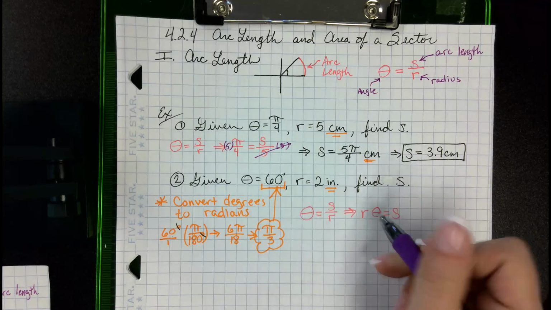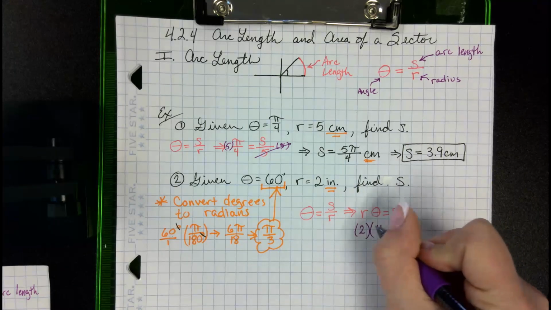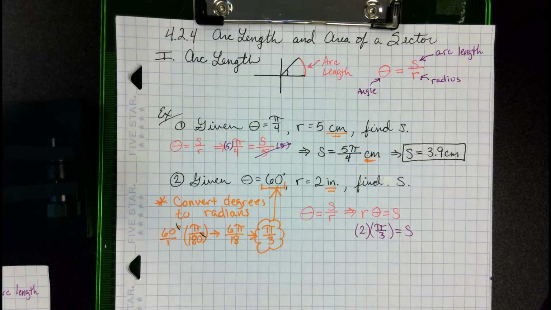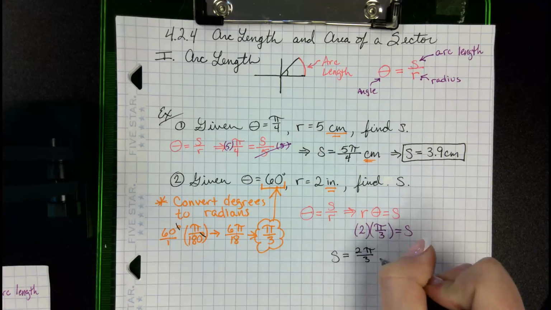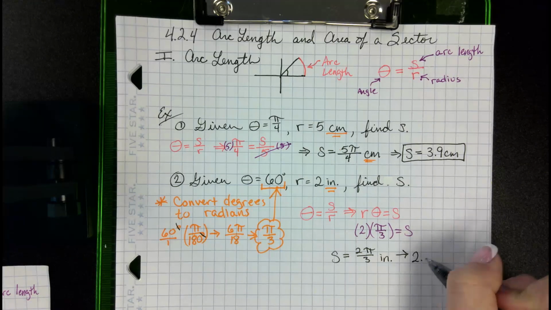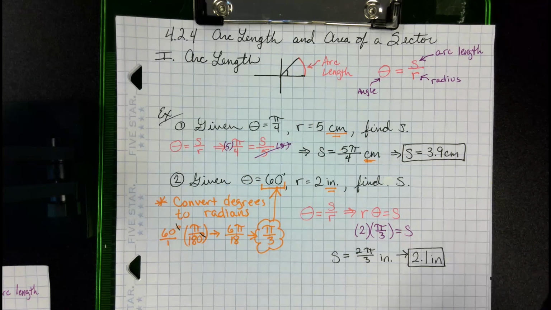Value of the radius was 2. My value of theta is pi over 3. And that equals S. So S equals 2 pi over 3 inches, which is the same thing as 2.1 inches if I round to the nearest tenth. And that is arc length. All good there? See, I told y'all it was easy today.